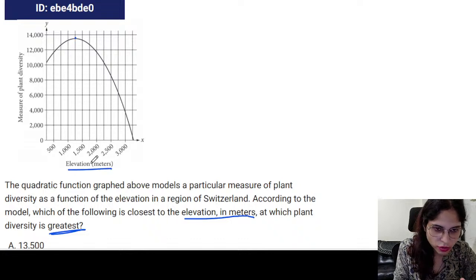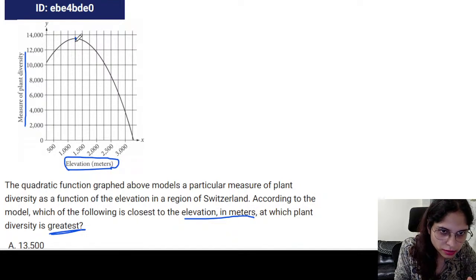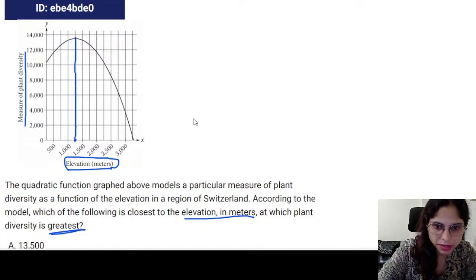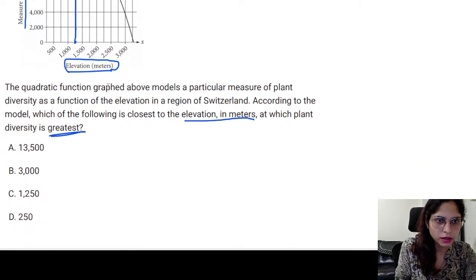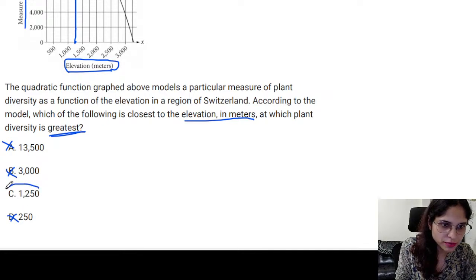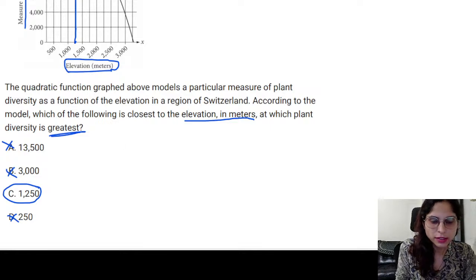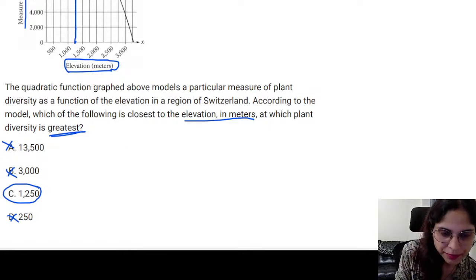So we see elevation is on the x-axis, measure of plant diversity is on the y-axis. So they are worried about the x-value. Now over here you see, you come down here, it's between 1000 and 1500. So now I check my options, it should be between 1000 and 1500 meters. 13,000 is way too high. 3000 is here, so that's also gone. 250 is over here, that's also gone. So the answer is 1250, because 1250 is between 1000 and 1500. Got it?